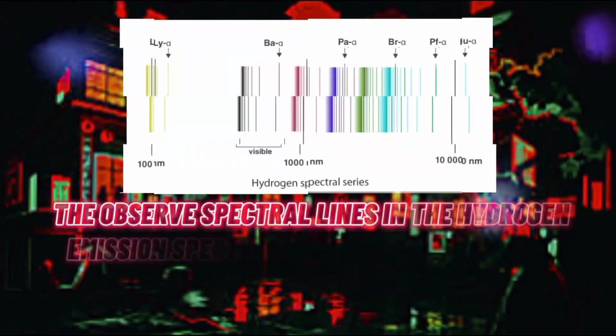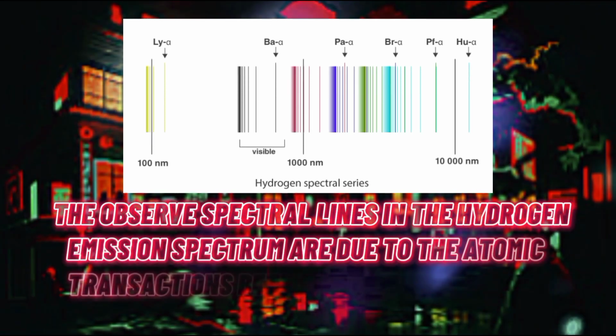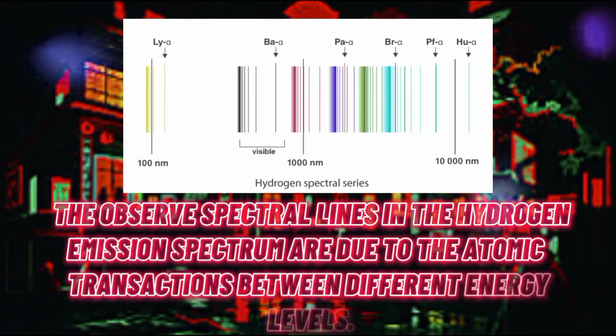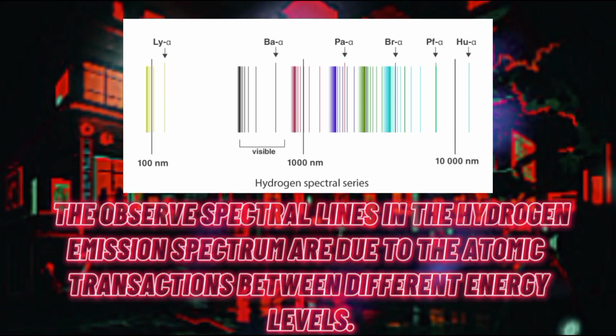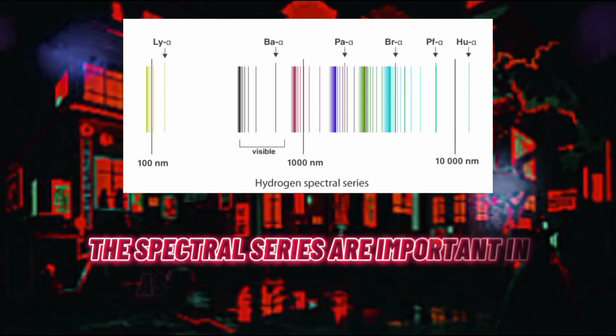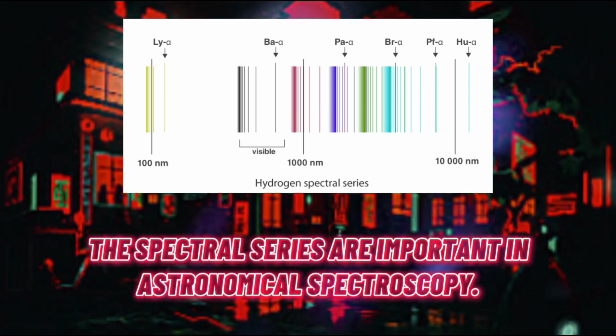The observed spectral lines in the hydrogen emission spectrum are due to the atomic transitions between different energy levels. The spectral series are important in astronomical spectroscopy.